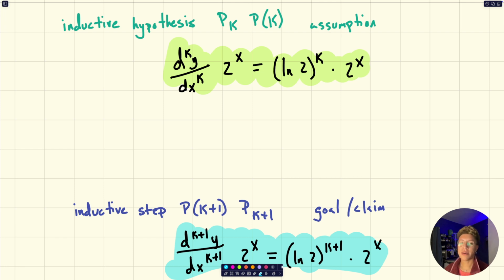So how can we move from a derivative to the next derivative? Well, hopefully it's pretty obvious. We need to take the derivative. So if we want to go from the second derivative to the third derivative, we take the derivative of the second derivative to give us the third derivative. So what we want to do is take d dx, the derivative of the k case.